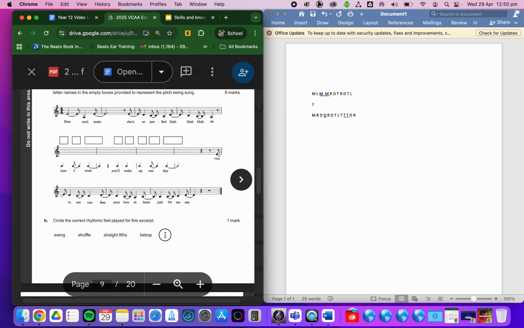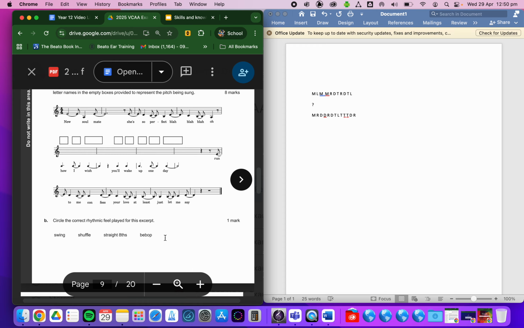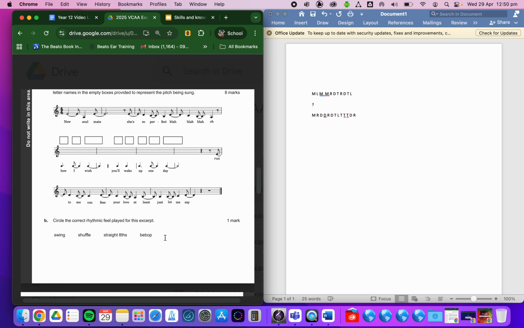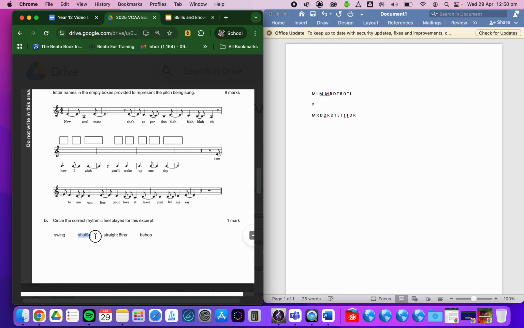So these are in the study design, although I'm not sure bebop is in the study design. But anyway, bebop is jazz, which is swing. So this one is swing. This one is also swing. Shuffle uses swing, and bebop uses swing. This song is a Latin. Hopefully you understand what I mean when I say a Latin.